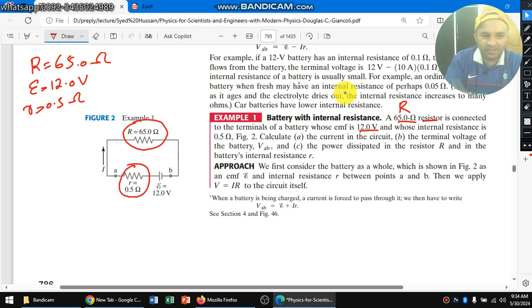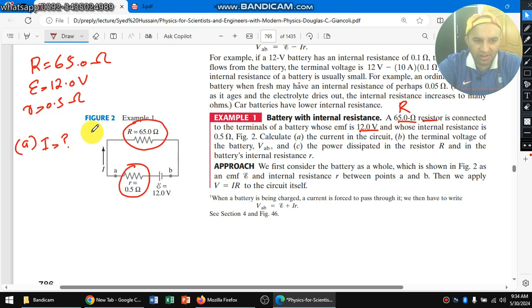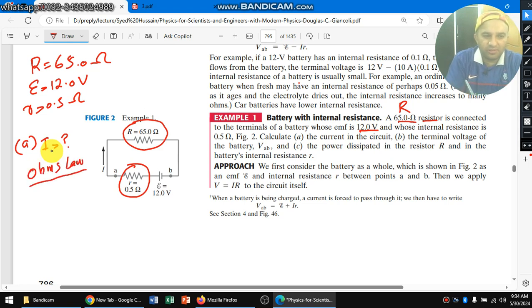Calculate the current in the circuit. So for part A we need to calculate the current in the circuit. In order to solve for the current I flowing through the circuit, we use simple Ohm's law. According to Ohm's law, the total potential difference E is equal to current I times total resistance. We know that small r and capital R are in series, so the total resistance is r plus R.